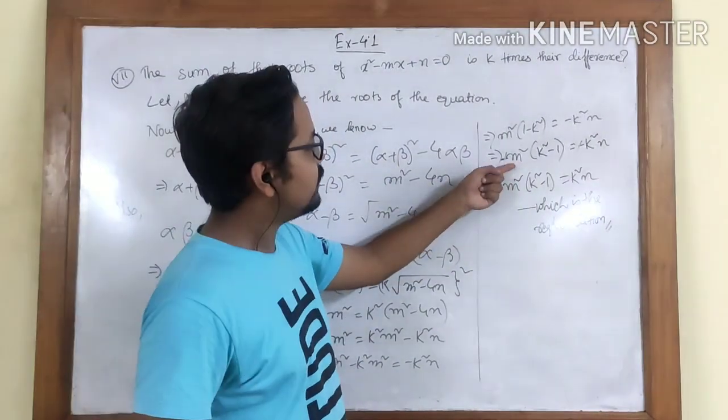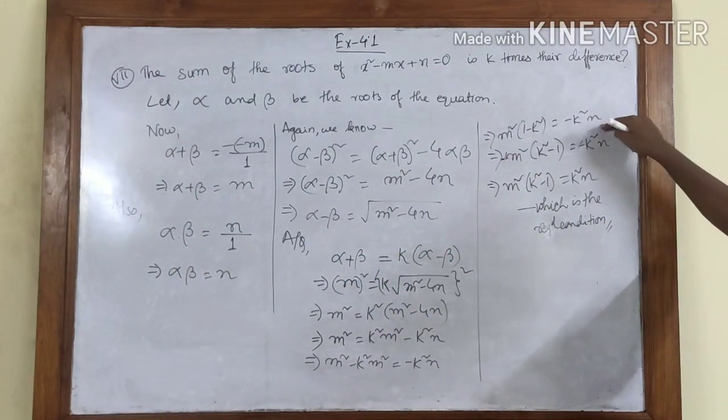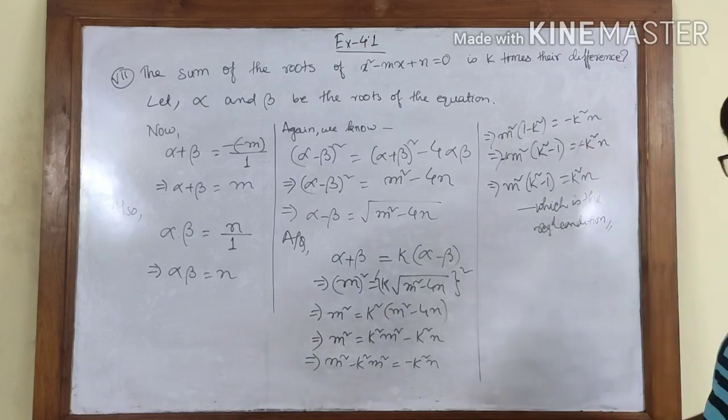If you want to complete the proof up to here, meaning the required condition, that is also correct. If you want to come up to here, that is also correct.